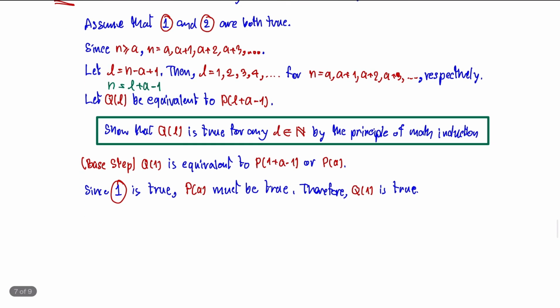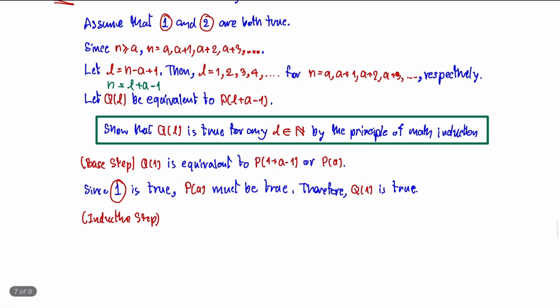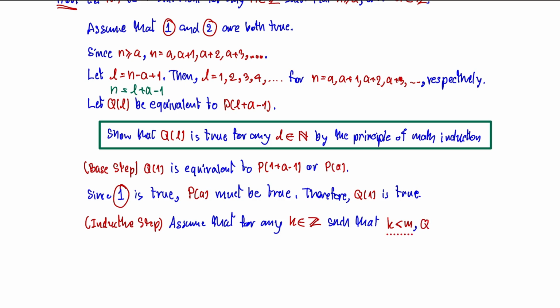That's it, okay? That is the base step. Now let's go to the inductive step. What can we do with this? Inductive step, I've got to assume that for any integer k such that k is less than m, Q of k is true.